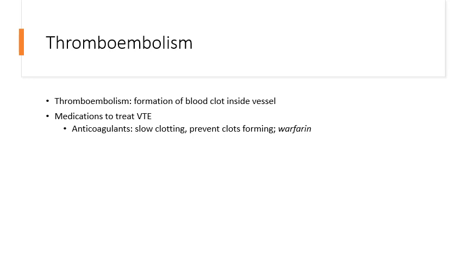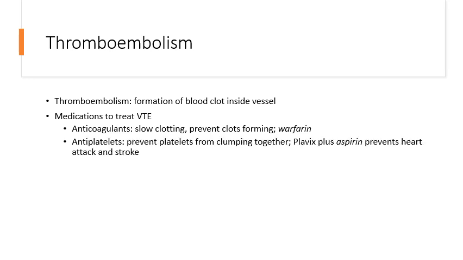Anticoagulants, which we've already talked about in treating some of the other cardiac issues, have the job of just slowing the clotting process and preventing clots from forming. Warfarin is a very common anticoagulant utilized, whereas antiplatelets prevent platelets from clumping together. We're going to show on the next slide, and there's an illustration in your book, how antithrombotic drugs work throughout the cardiovascular system.